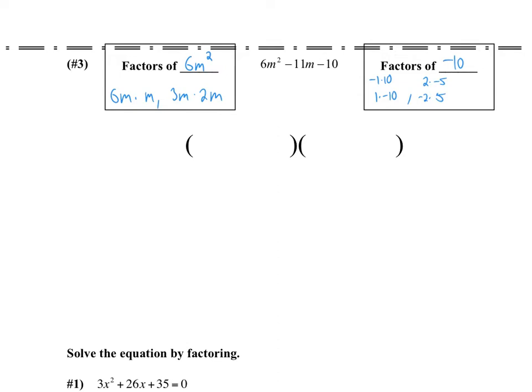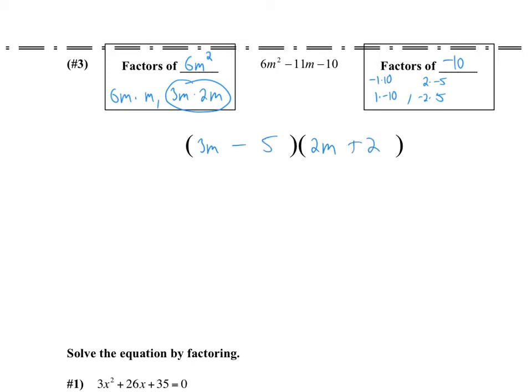So, I don't know. Let's just try something here. I would say a lot of the time you're going to end up with the terms that are closer together like this. So let's try 3m and 2m. Now, I need factors that are going to add to negative 11. Let's see here. Probably going to need 2 and 5. So let's try 2 and 5 here. So let's do minus 5 and plus 2.